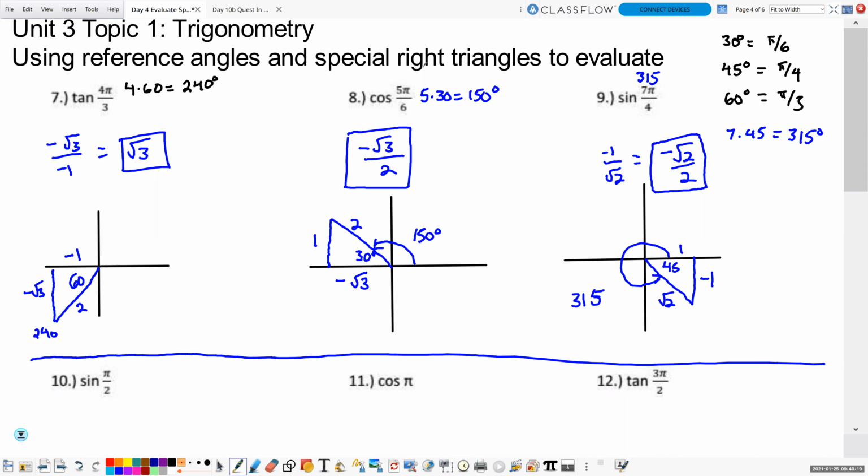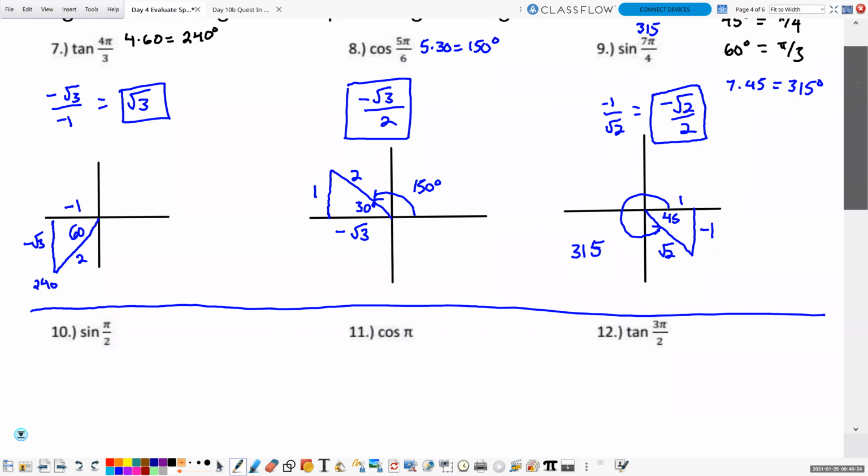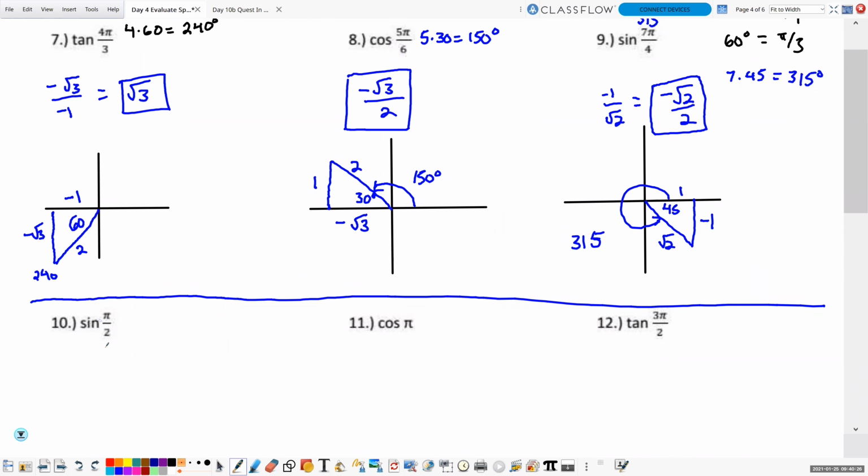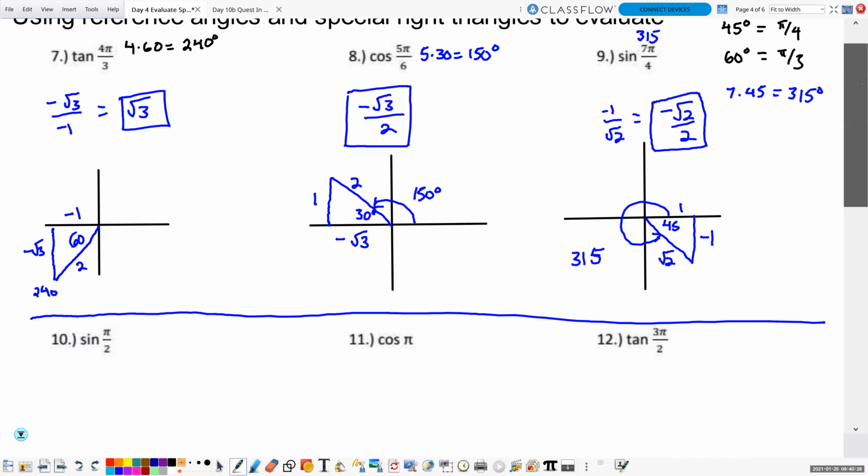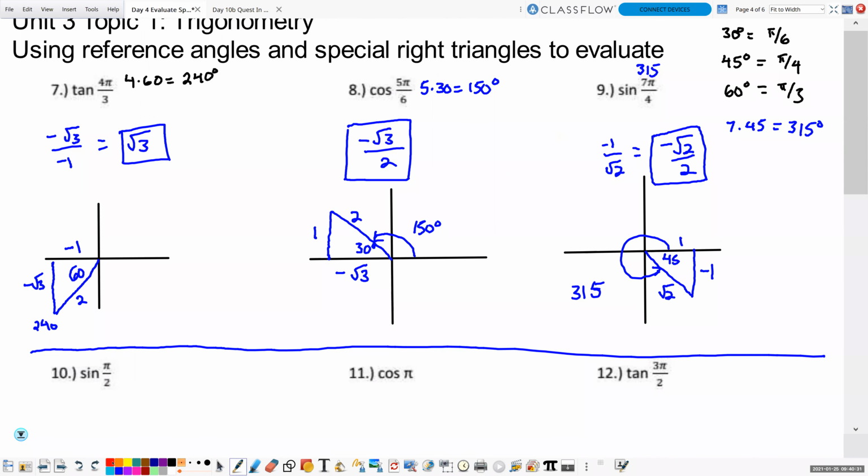That's on them. When we get to number 10, I want you to notice we have pi over 2. So remember I said, keep on your note card these little conversions. Another good conversion to have at your fingertips is pi over 2. We should know that 90 degrees is pi over 2. So this is just asking us for the sine of 90 degrees.